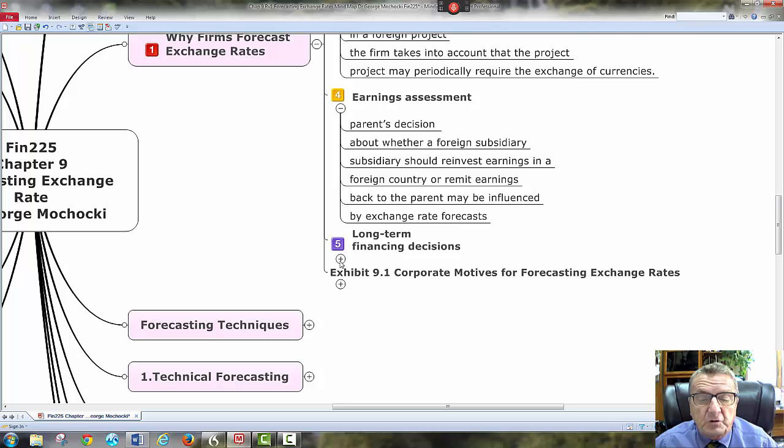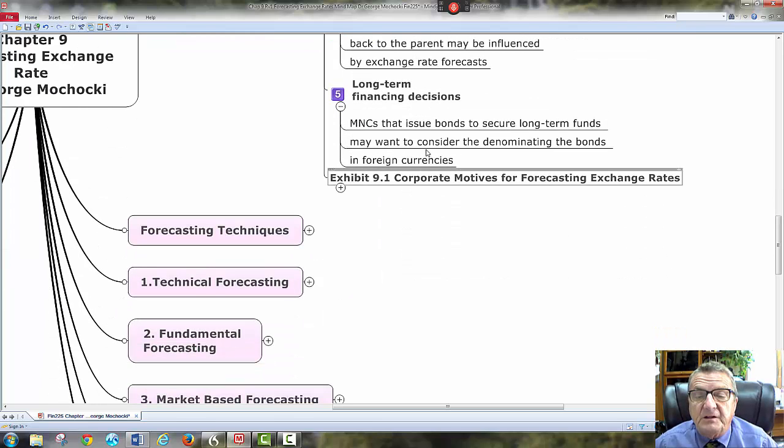Okay, so now long-term financing. MNCs that issue bonds to secure long-term funds may want to consider denominating the bonds in the foreign currency. Okay, long-term, where does it make sense to keep that money? Where does it have a potential of growth?